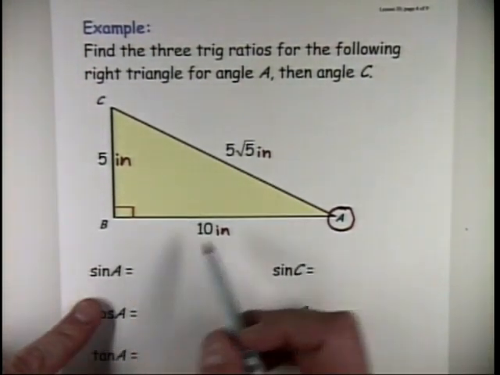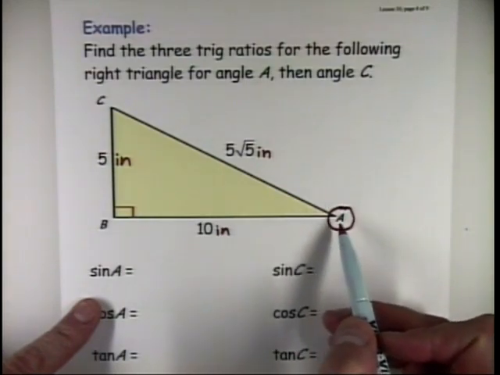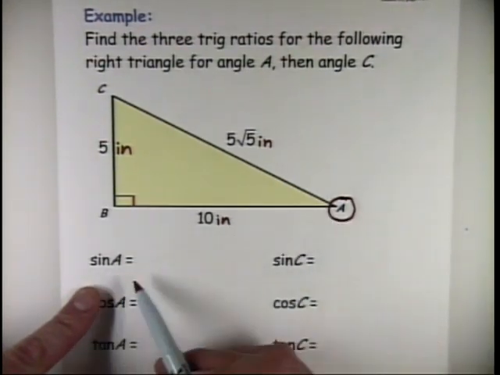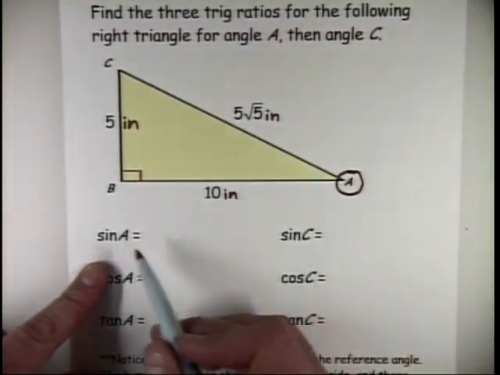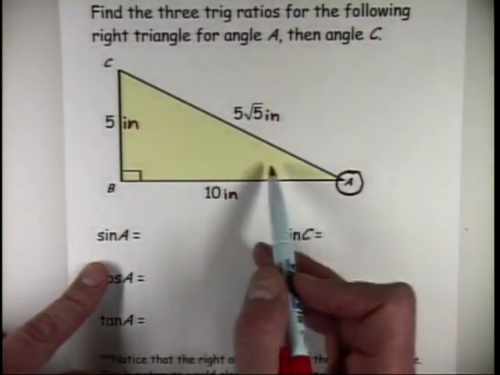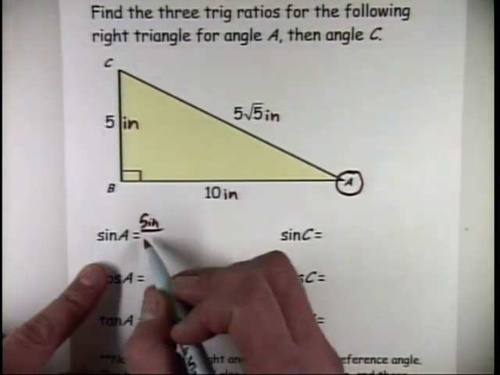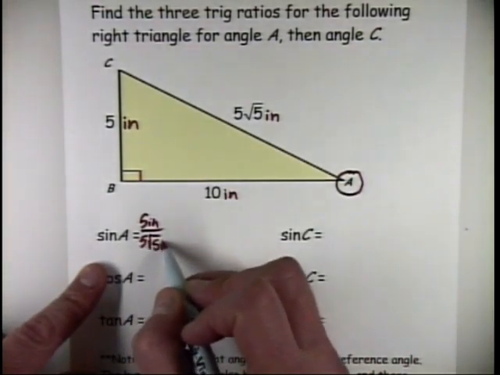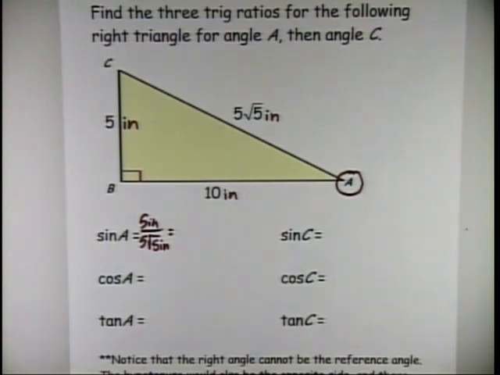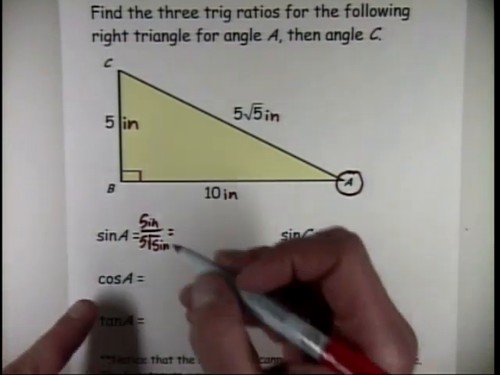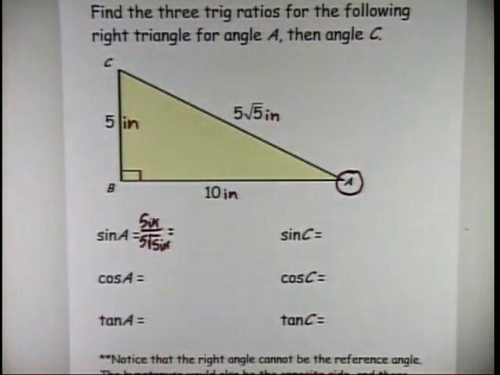Now, I'm not using theta here. I'm actually using A to represent the angle as well as the vertex. And that's commonplace to do that. So sine, remember, is the opposite, which is 5 inches, over the hypotenuse, which is 5 square root of 5 inches. Now, notice what happens to our units. Trig ratios are actually unitless measurements because the units, in this case inches, will always divide out.